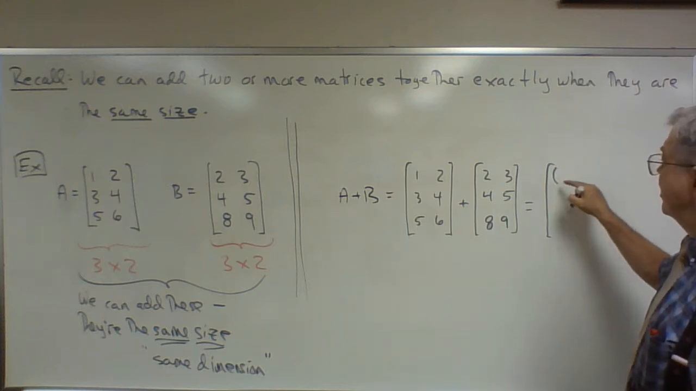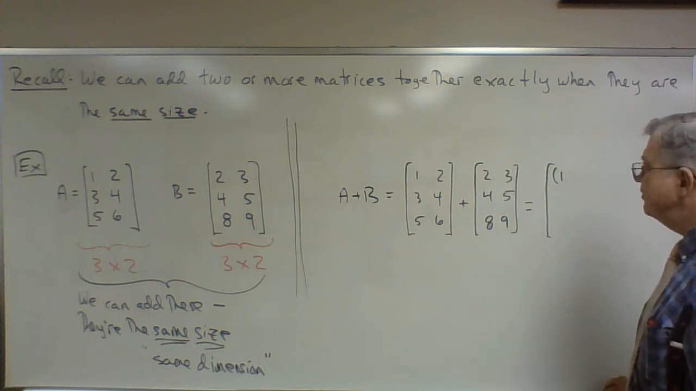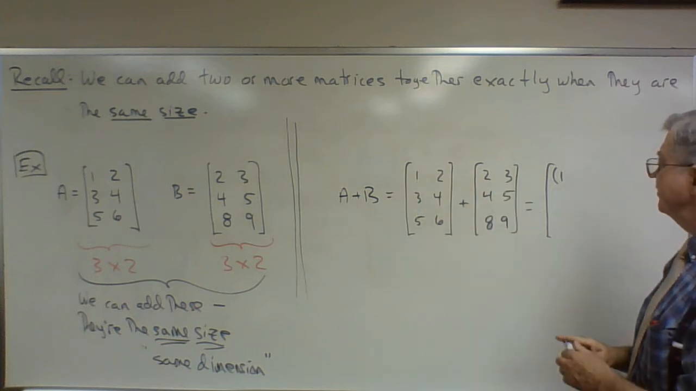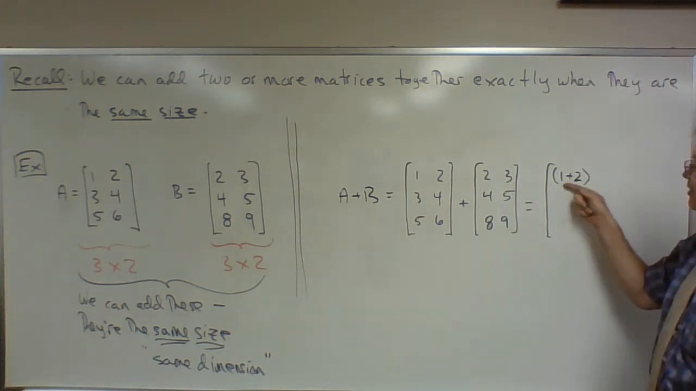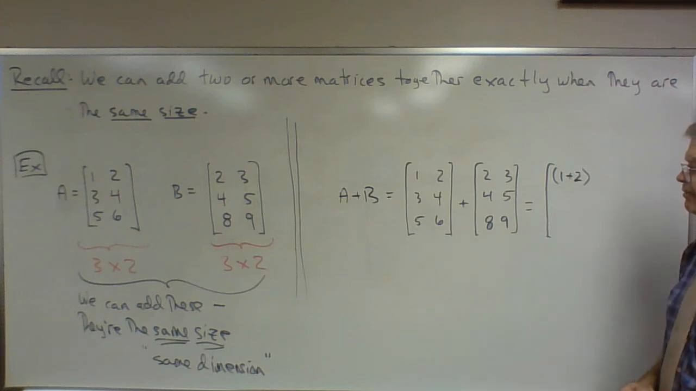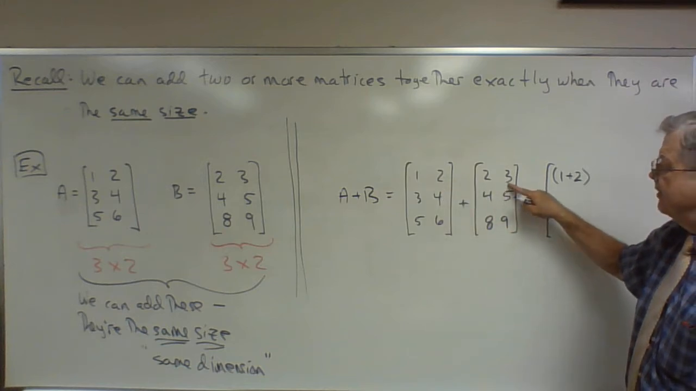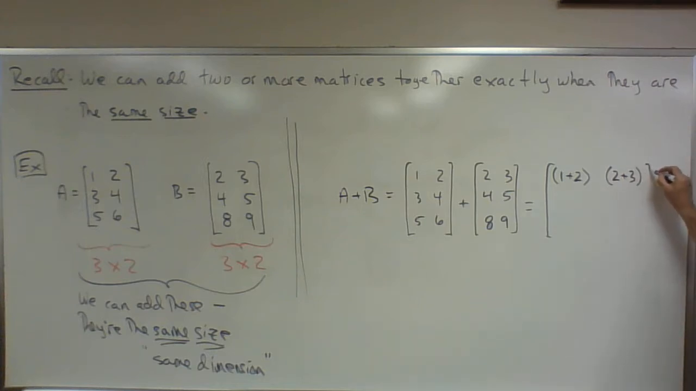So in our sum, we'll have the sum of the entries that are in the first row and first column, first row and first column. And this will be the entry in the first row and first column of the sum of the two matrices. Now let's do this. First row, second column, first row, second column. Let's add those. Okay, bingo. We got the first row of our matrix.